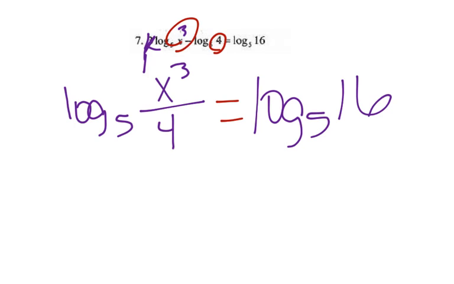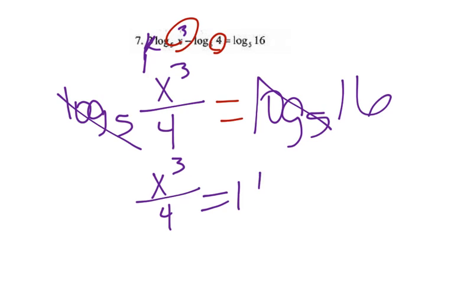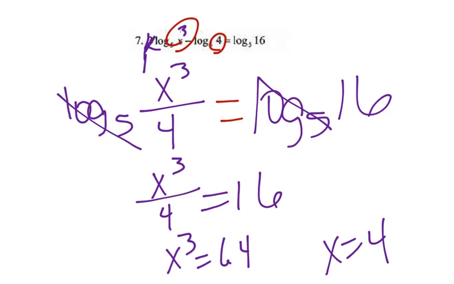Once you get it to this point and there's a log base 5 on both sides, as long as it's the same base, they cancel each other out. And so it gives you an equation. X to the third over 4 is equal to 16. You're going to take and multiply by the 4. X to the third is equal to 64. You have to uncube it. So raise it to the 1 divided by 3, and you get X is equal to 4.